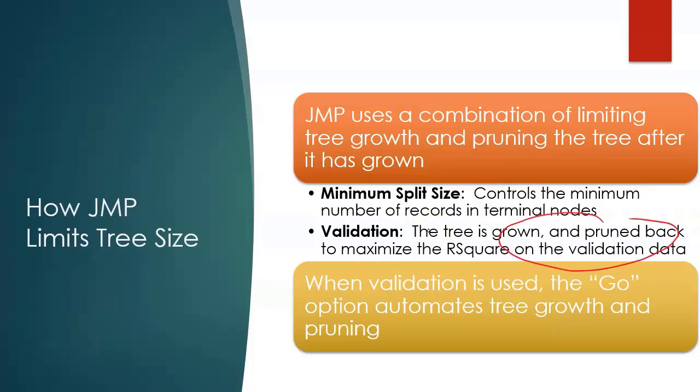So it is kind of a hybrid approach of the quick method and the complete CART method, where there are some restraints put on the tree from growing. It doesn't grow completely to the last pure node. And then once the tree is grown with a minimum split size in mind, it is pruned back based on the validation set R square. So this is more of an automated process, and we will see how to implement this in JMP.